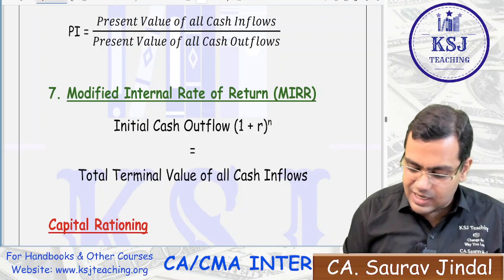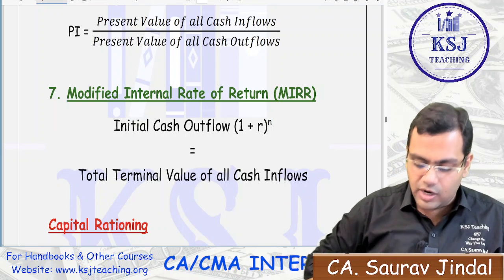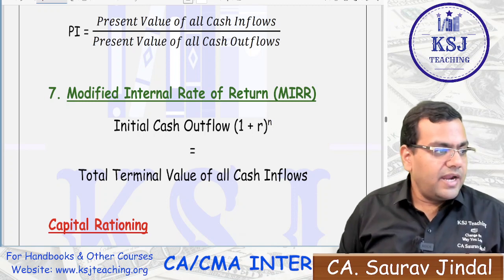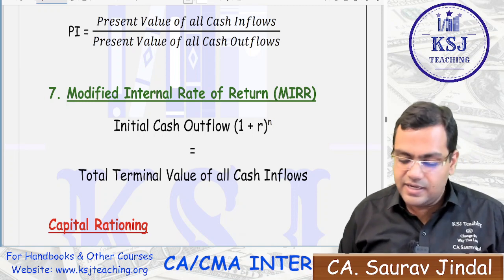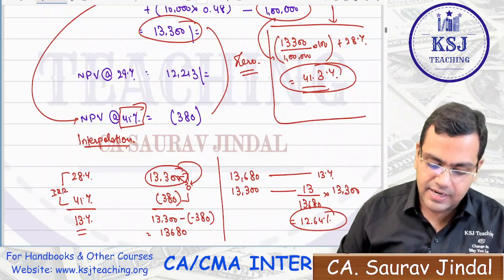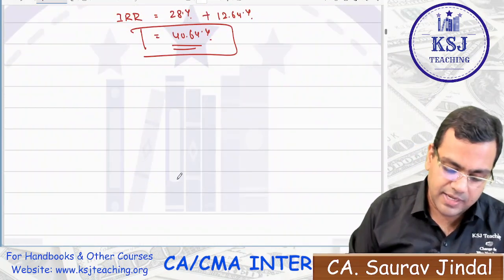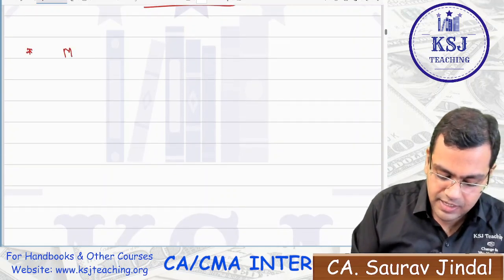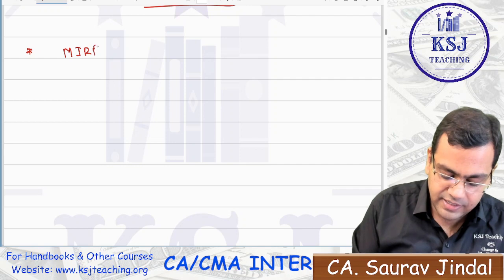Now, coming to the last part, that is the modified internal rate of return. Now, try to understand, what is this modified internal rate of return? It is similar to IRR, sir, right? It is nothing but IRR, but what is the concept of MIRR? Let's try to understand, what is MIRR, modified internal rate of return?